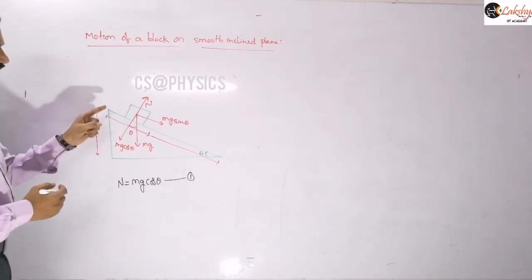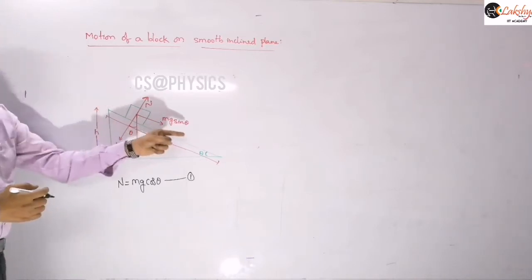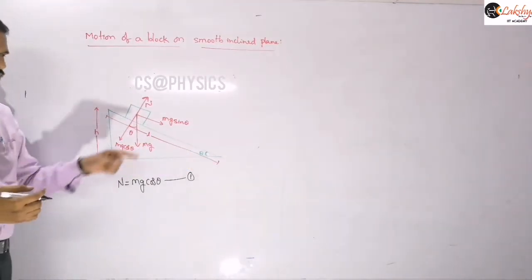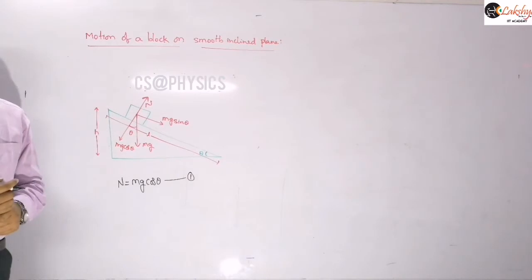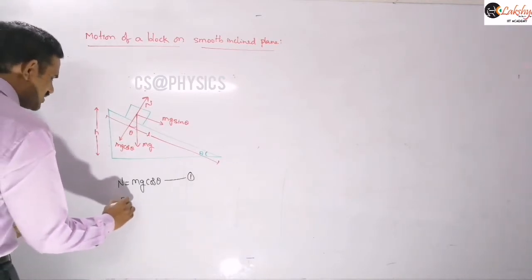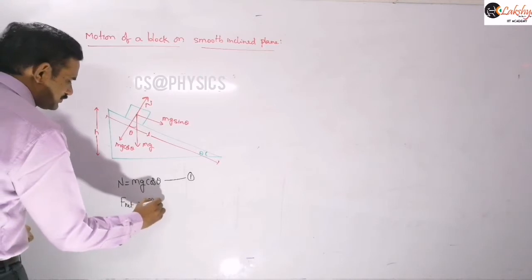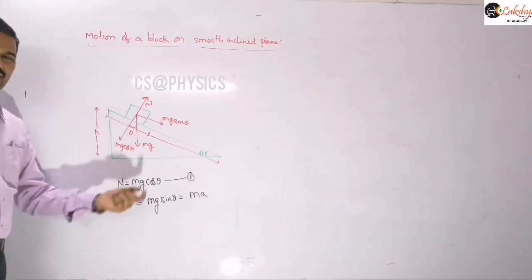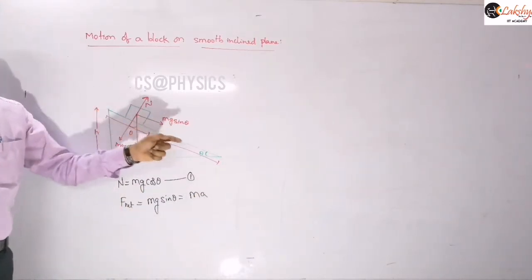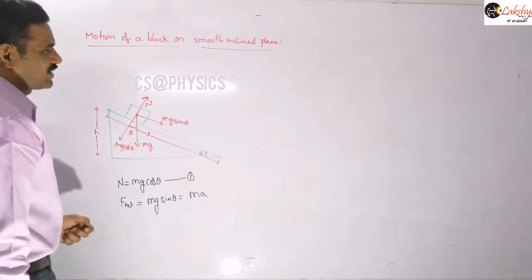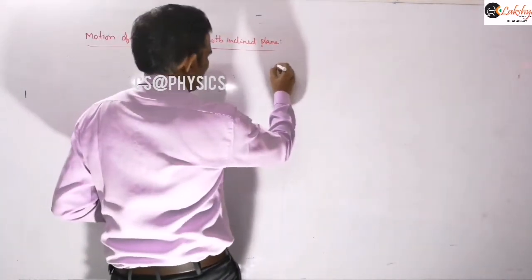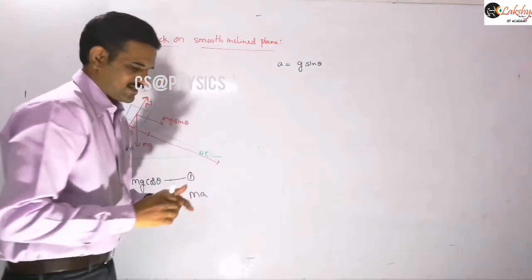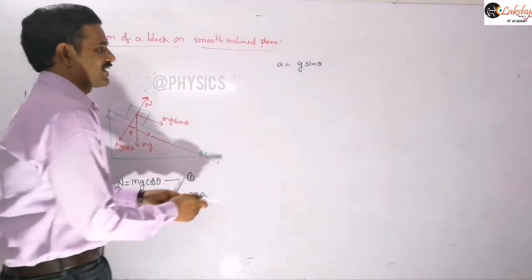And next, along this direction, the only force accelerating the body is mg sin theta, because of which the body starts accelerating downwards, because that is an unbalanced force. Some net force is there on the block in the downward direction. Therefore this net force is equal to mg sin theta, which is equal to ma, the net accelerating force. That means we are applying Newton's second law along this direction, F is equal to ma. Therefore the acceleration of the block is a is equal to g sin theta. So that is the acceleration of the block which is sliding down the smooth inclined plane.